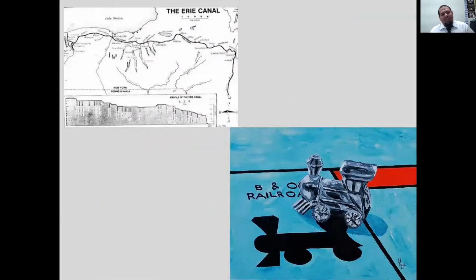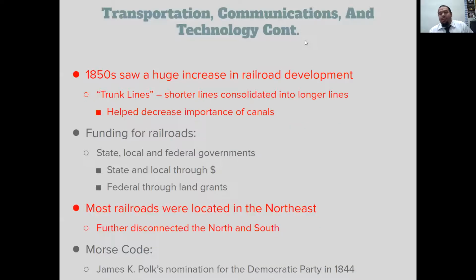So here's a map of the Erie Canal, Albany, all the way across Lake Ontario. Chicago's over here. And then the B&O Railroad from Monopoly. Oh, that clicked, right? 1850s saw a huge increase in railroad development.